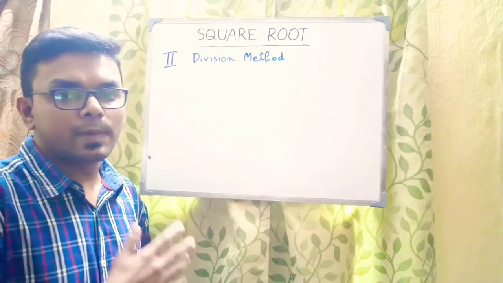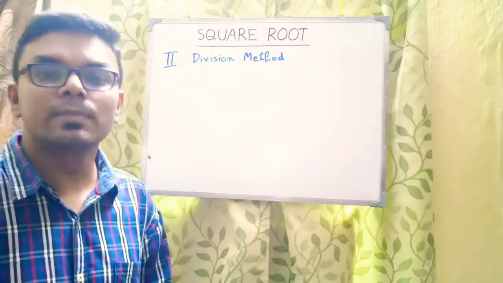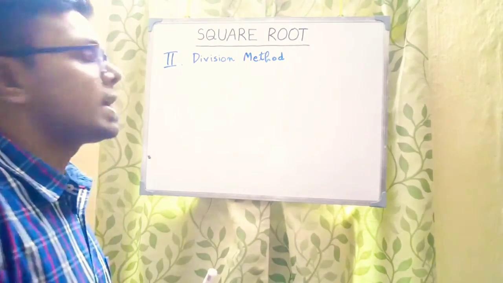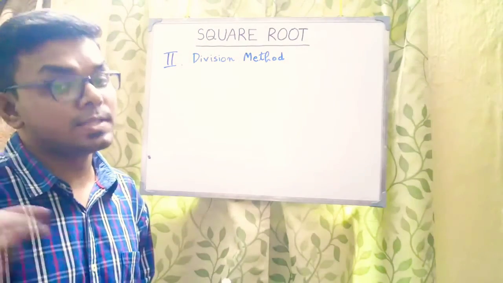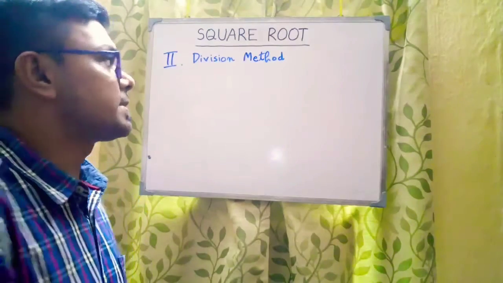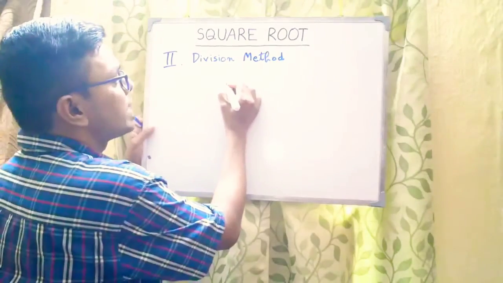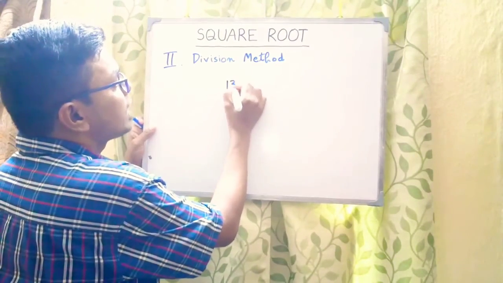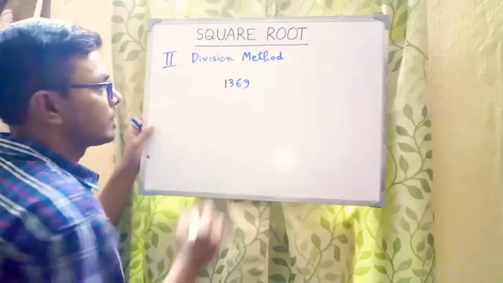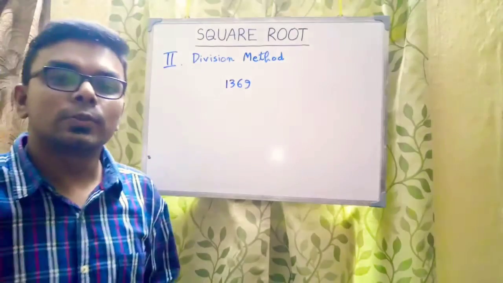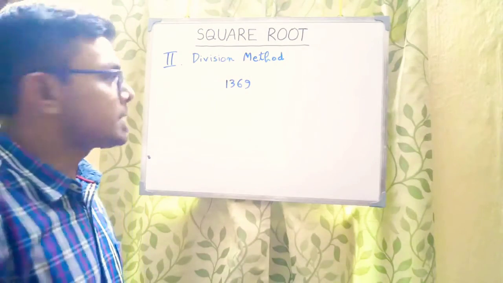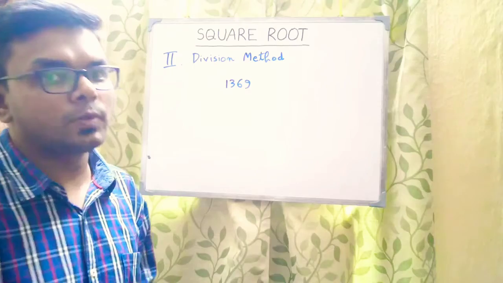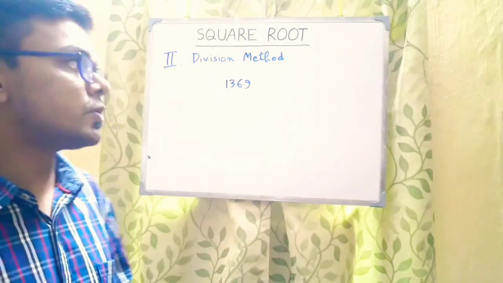So we come to the next part, which is learning the division method of finding square root. Now as the first example, I'll take the last number which I left in the previous example, that is finding the square root of 1369. Now this is also an easy process, but we have to be very careful about certain points which I am going to tell you in this tutorial.